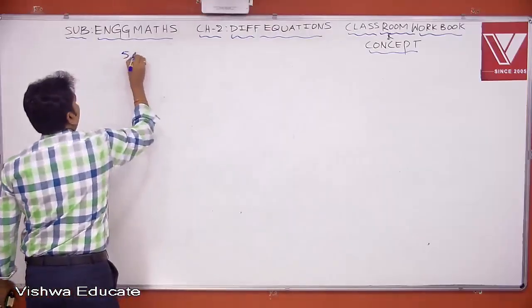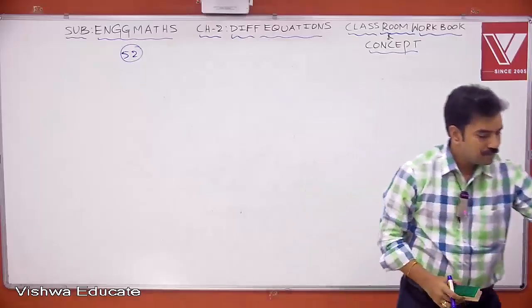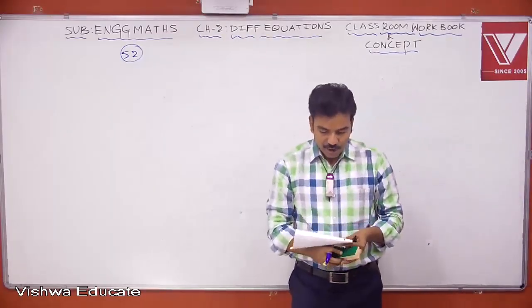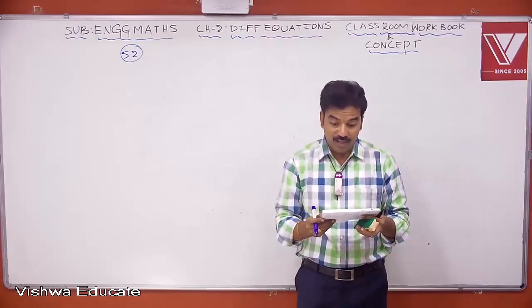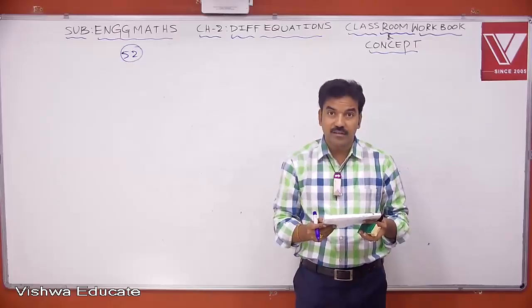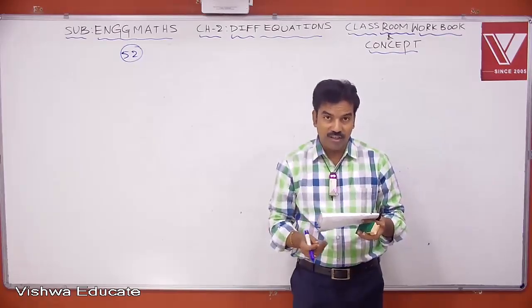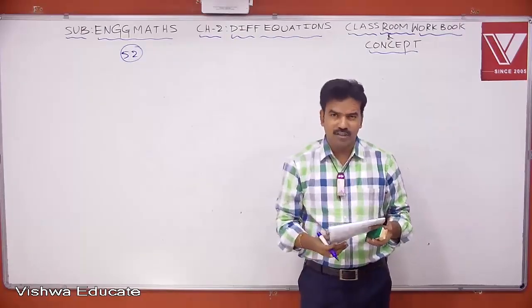So it is question number 52. What is it? If the solution of the equation d cube minus d square minus 4d plus 4 of y equal to e power 3x is c1 e power x plus c2 e power 2x plus c3 e power minus 2x plus k into e power 3x, then what is k? So it is a third order equation. For the first time we are handling a third order equation. It doesn't matter.